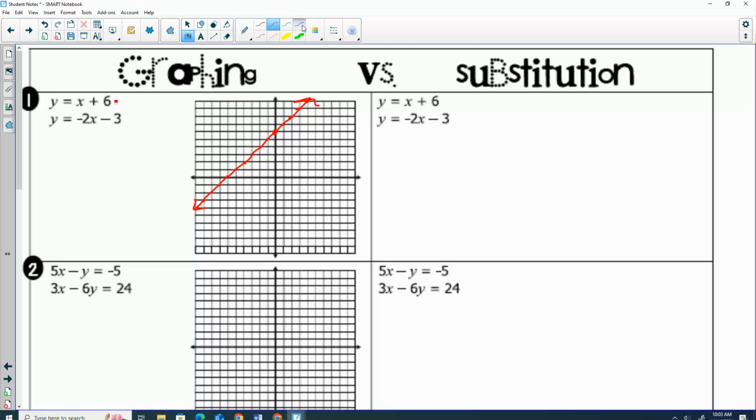Second one. What is the y-intercept? At -3. Okay. Someone else, what's my slope? Okay, -2 over 1. So we can go down 2 and right 1, or you could choose to go up 2 and left 1. Use your ruler, draw your line.